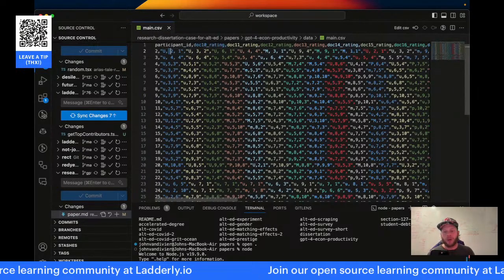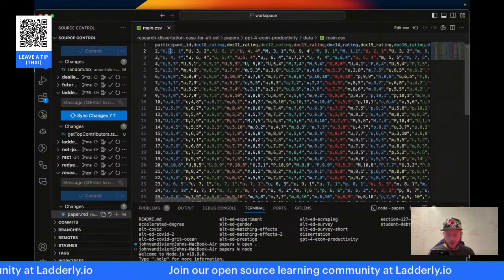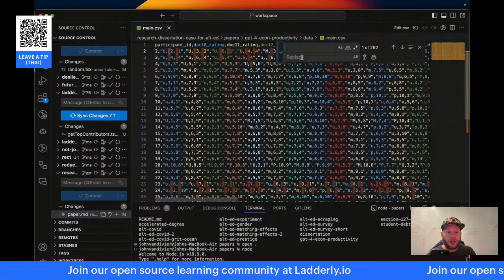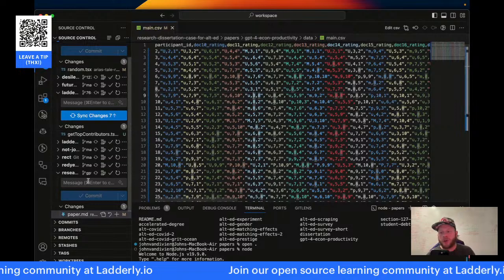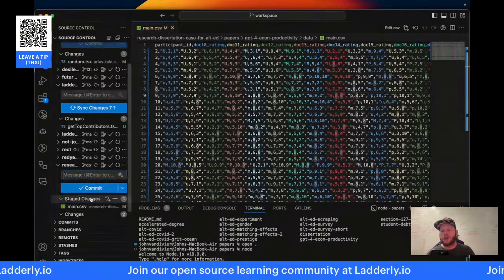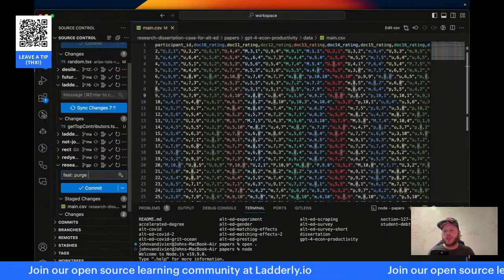Next, we are going to purge spaces. Command C, Command F. Replace all cases and just purge spaces. So here's a feature, purge spaces.